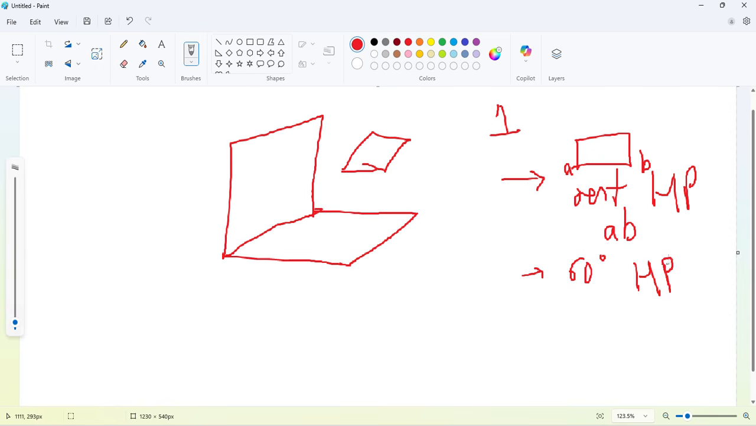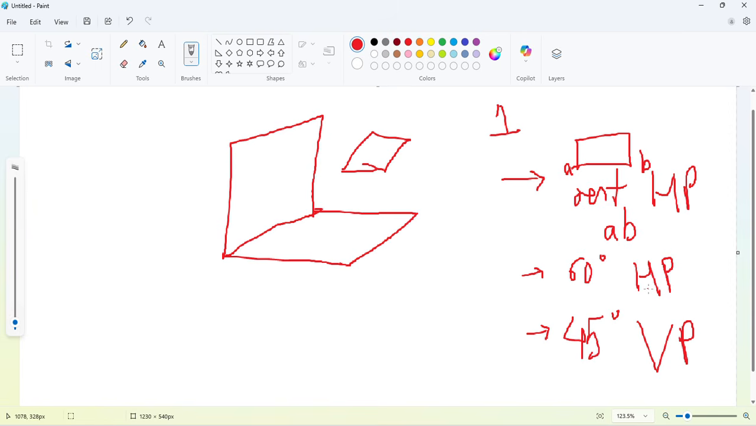So while resting on HP on side AB, this rectangular surface or plane or lamina makes an angle of 60 degrees with the HP. Along with both these conditions, the first being resting on HP on one of its sides, and the second being that while resting on one of its sides, the surface makes an angle of 60 degrees with HP, this surface also makes an angle of 45 degrees with VP. Now draw the projection of the plane.